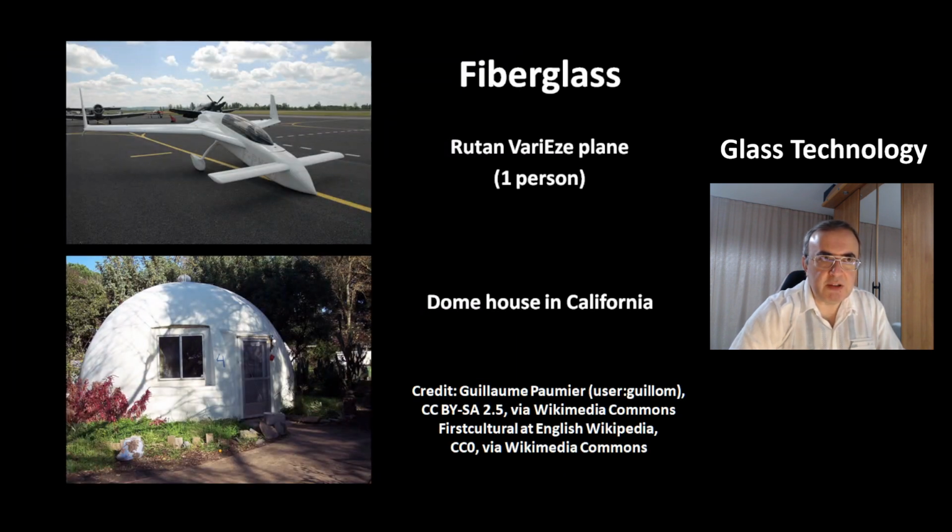These are two more examples of fiberglass use. At the top, that's a Rutan Very Easy plane. It's a tiny plane for one person. And at the bottom, dome house in California. It is also built of fiberglass.